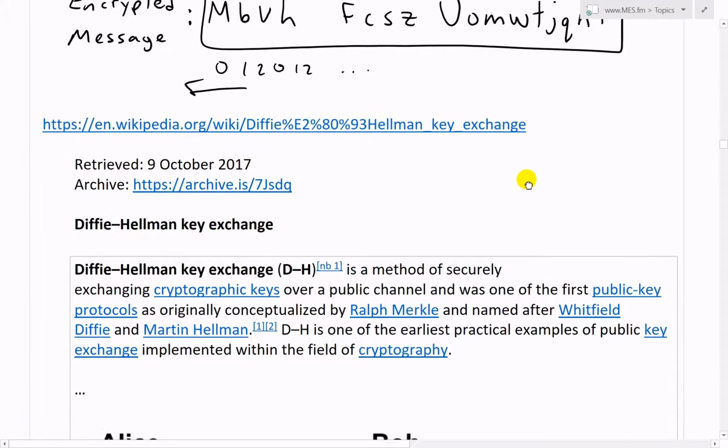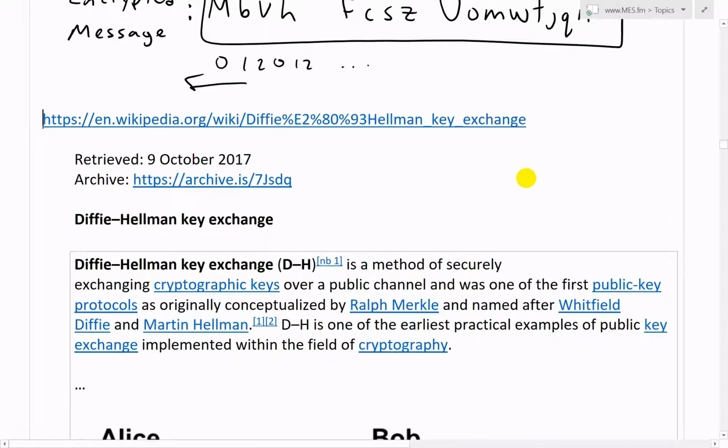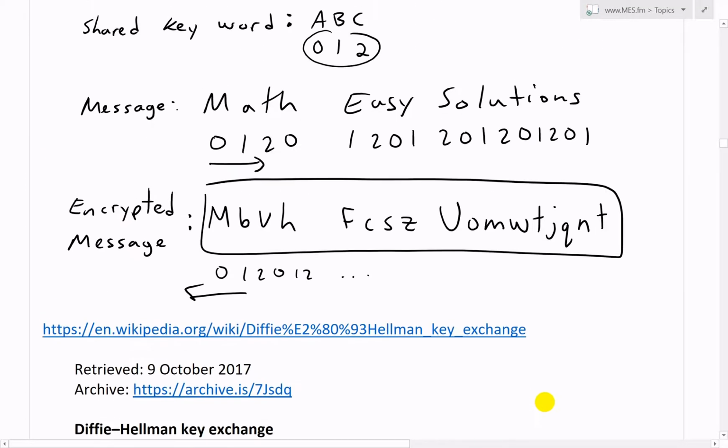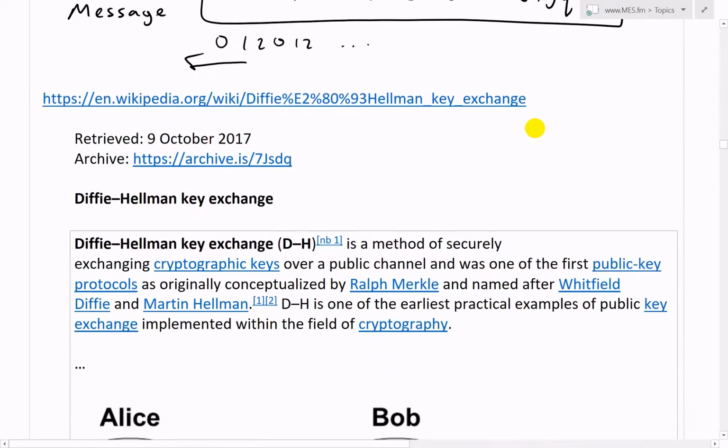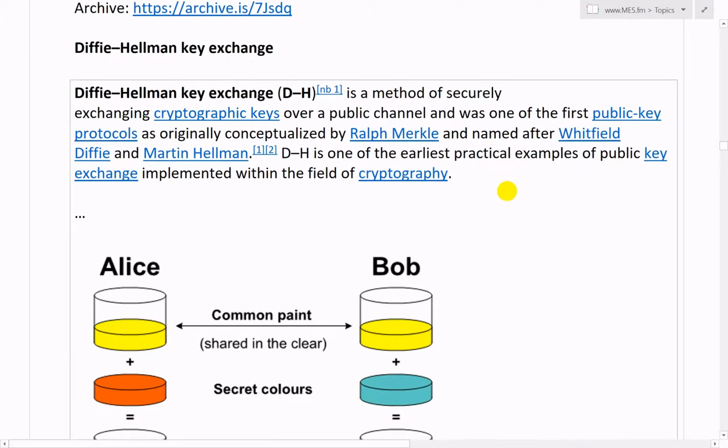Yeah, so now let's look at the Diffie-Hellman key exchange. Just wanted to give that illustration of the antique version of it, and this one's actually quite ingenious. So the Diffie-Hellman exchange protocol that they designed or invented, or whatever you want to call it, in their paper, is a method of securely exchanging cryptographic keys over a public channel. It was one of the first public key protocols, as originally conceptualized by Ralph Merkle and named after Whitfield Diffie and Martin Hellman.